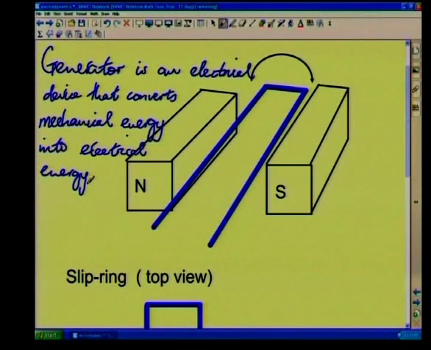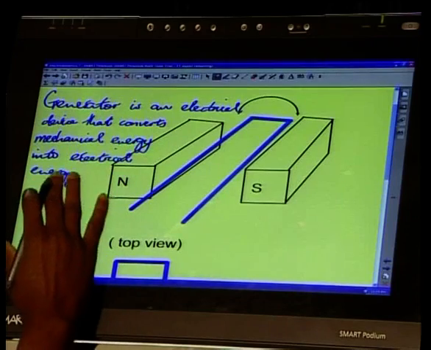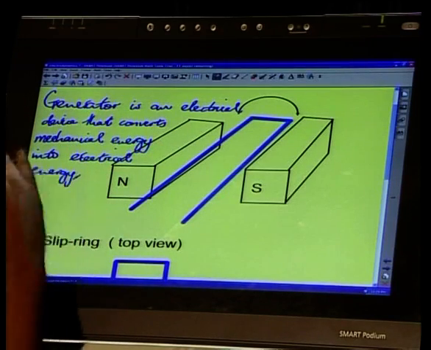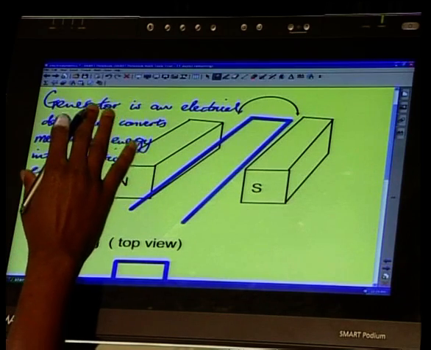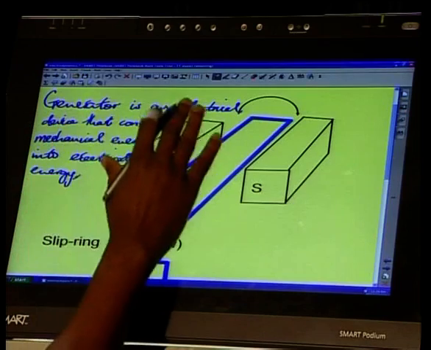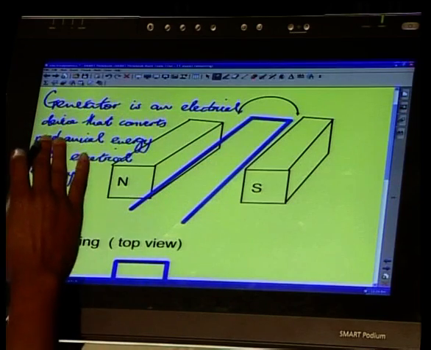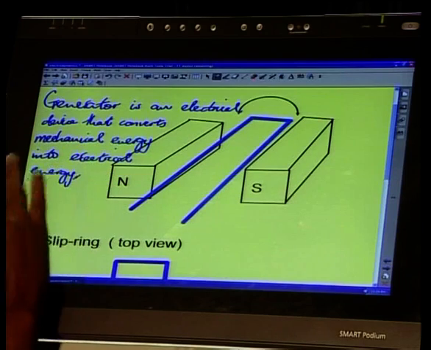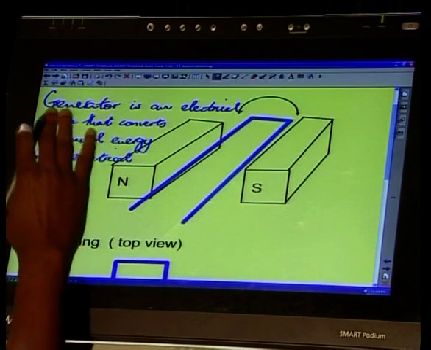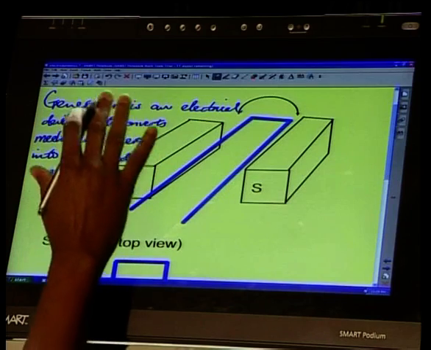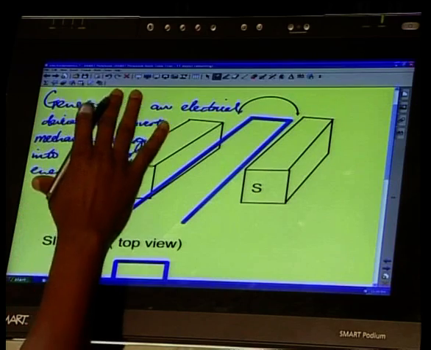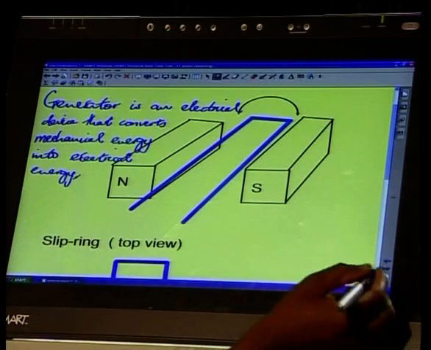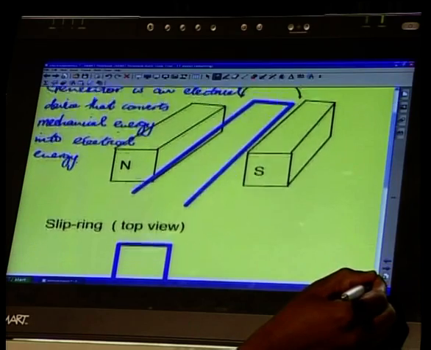Okay, so if you look at this definition here, this is exactly the opposite of motors. A motor is an electrical device that converts electrical energy into mechanical energy. But the generator will convert mechanical energy into electrical energy. So that is the difference between generators and motors.